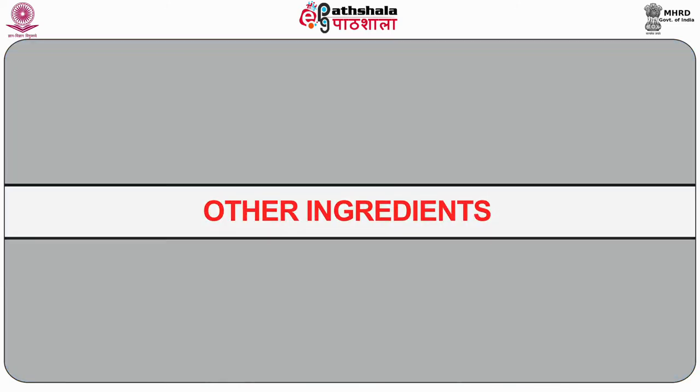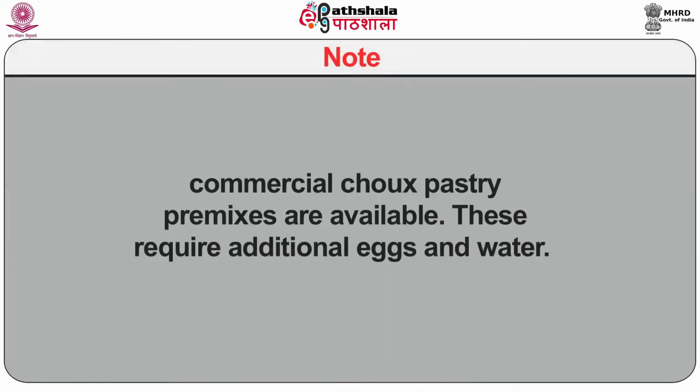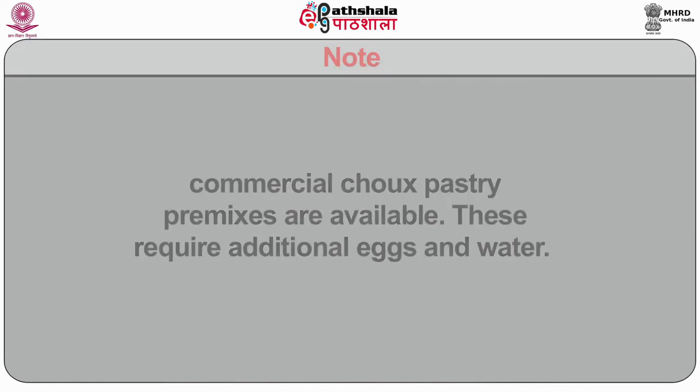Other ingredients. Few minor components used in choux paste are sugar, cheese, spices, dry fruits, and other flavoring agents. Note. Commercial choux pastry pre-mixes are available. These require additional eggs and water.